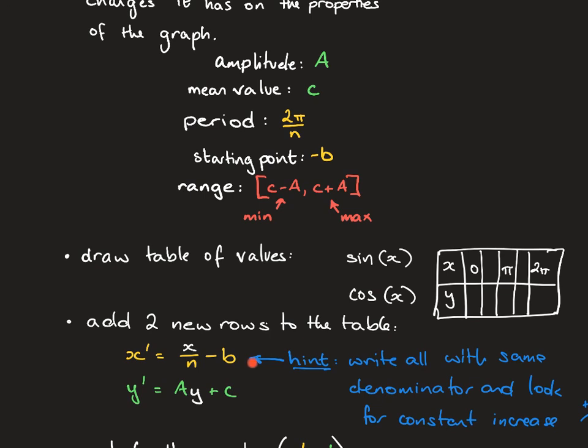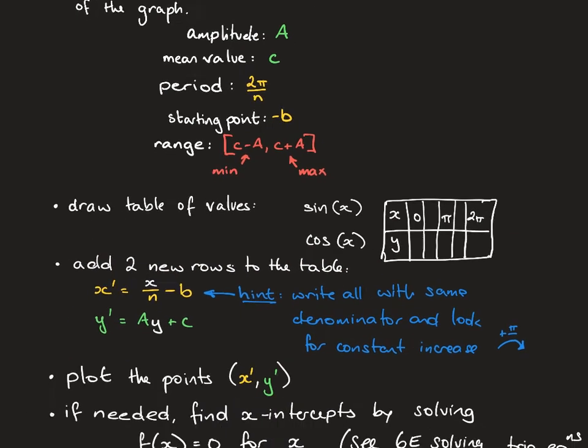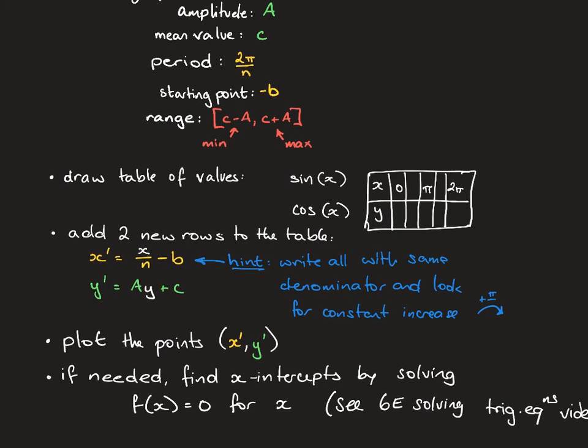And remember, if you're working with your x values, one of the best hints is to keep all the fractions with the same denominator, and look for a constant increase. That can help save a lot of time doing all of those calculations that we did before. So always look for your constant increase. It's always there. Okay, and then plot the points x dashed and y dashed from your table.